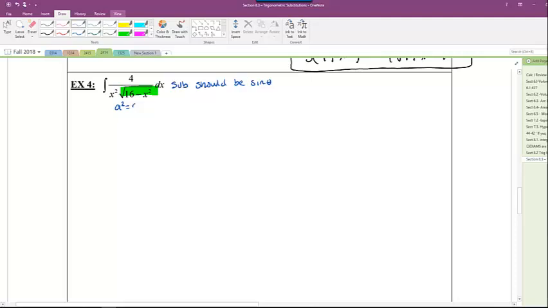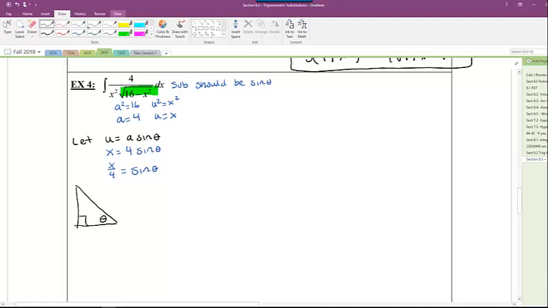Identify what a is and what u is. So if a squared is equal to 16, a would be 4. If u squared is equal to x squared, u would be x. And then I know I need to let u equal a times the sine of theta. So in my case, x is going to equal 4 times the sine of theta. If I solve for the sine of theta, I get that x over 4 is equal to the sine of theta. Then I use that to make my triangle.